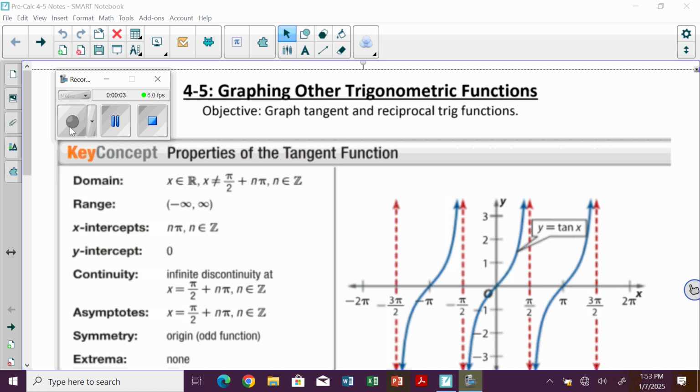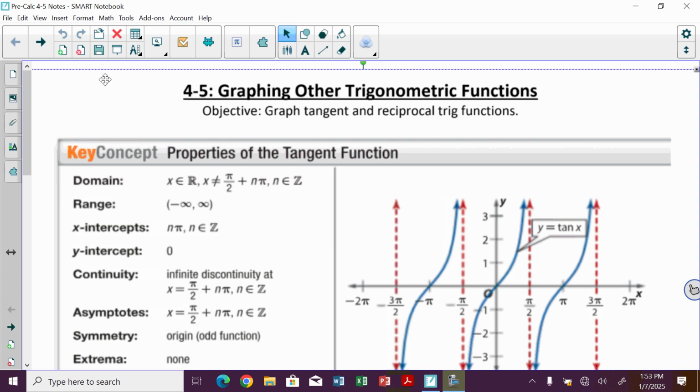Okay, here we go. Section 4.5. We're going to talk about graphing other trigonometric functions. So we've been talking a lot about sine and cosine and those functions. Well, the other ones have graphs too, and so we'll talk about those. So buckle up, because it's going to be interesting.